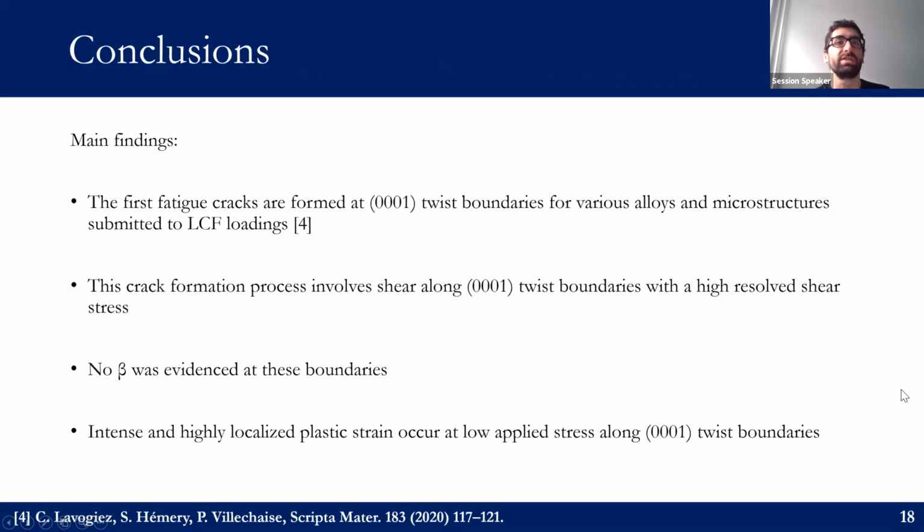This crack formation process involves shear along 0001 twist boundaries with a high resolved shear stress. No beta was found at these boundaries, and intense and highly localized plastic strain occurs at low applied stress along these 0001 twist boundaries.